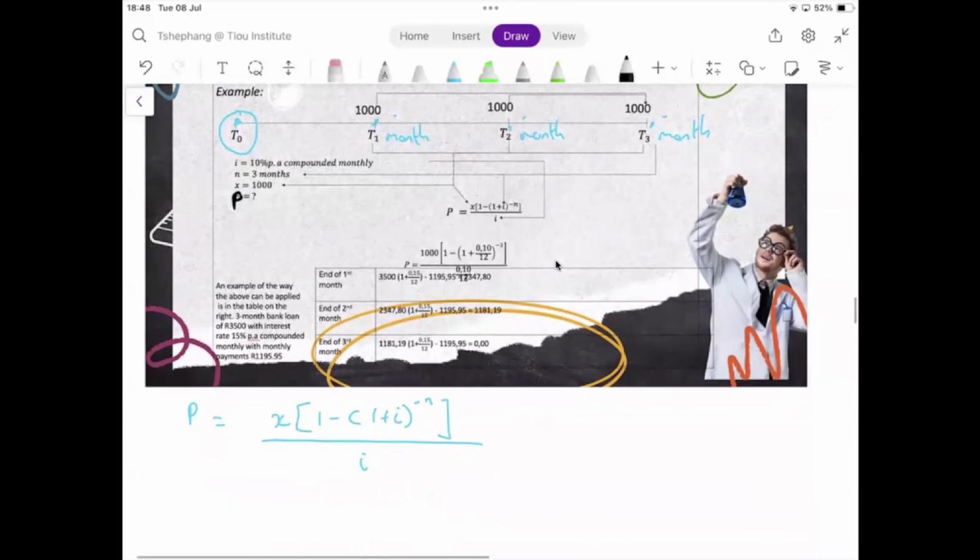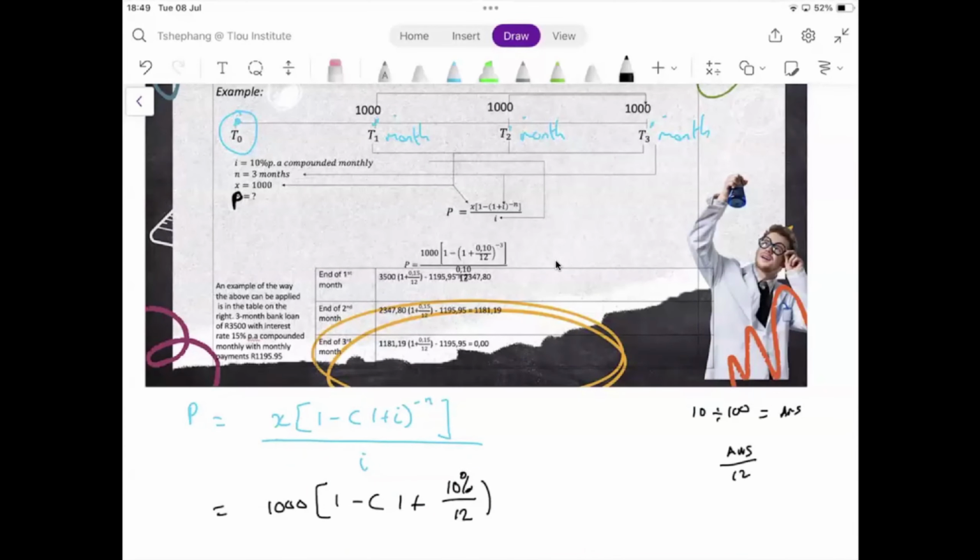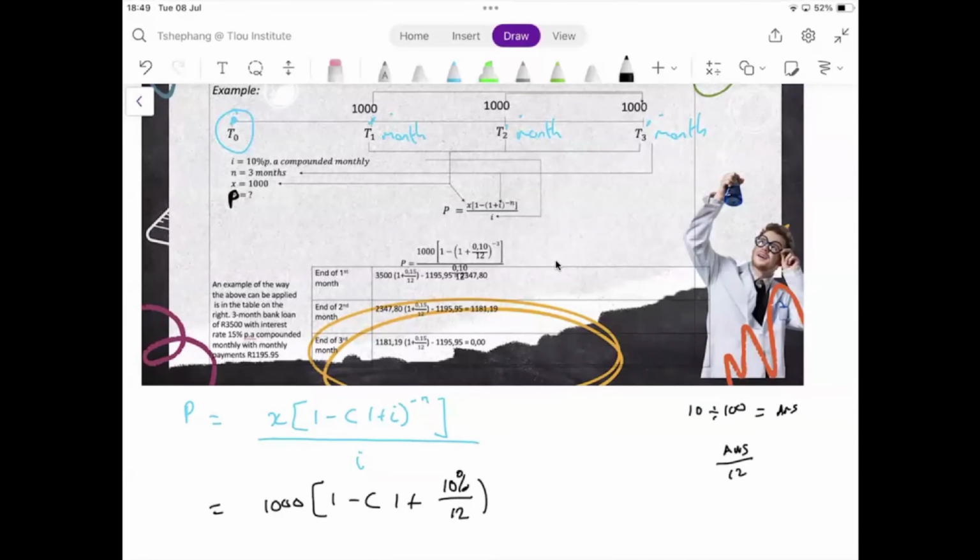Perfect. Let's then find the principal amount here. So the X is 1,000. 1 minus 1 plus the interest, which is how much? 10% over 12 because it's compounded monthly, right? Now, I want somebody to do it this way: 10 divided by 100, and then divide this answer by 12. We must get the same answer at the end, just so I can show you guys that both of these will work. I just prefer the earlier method.